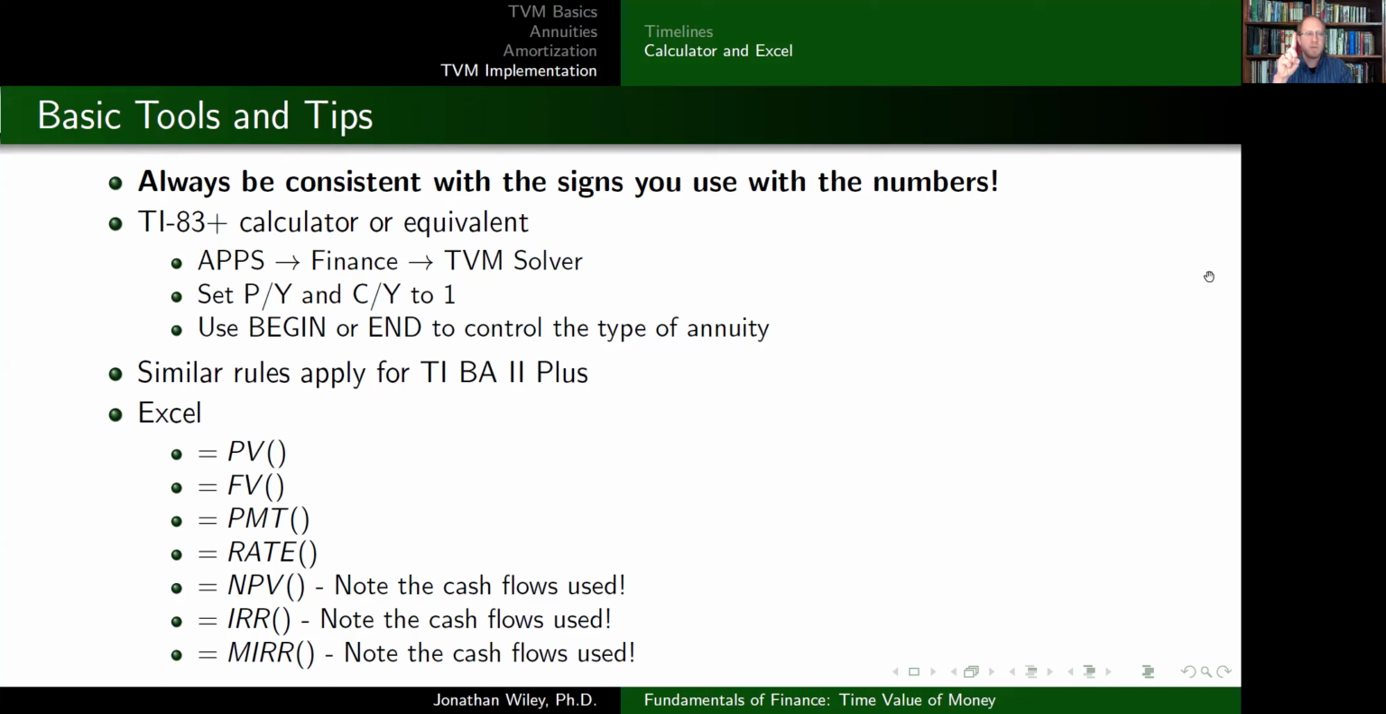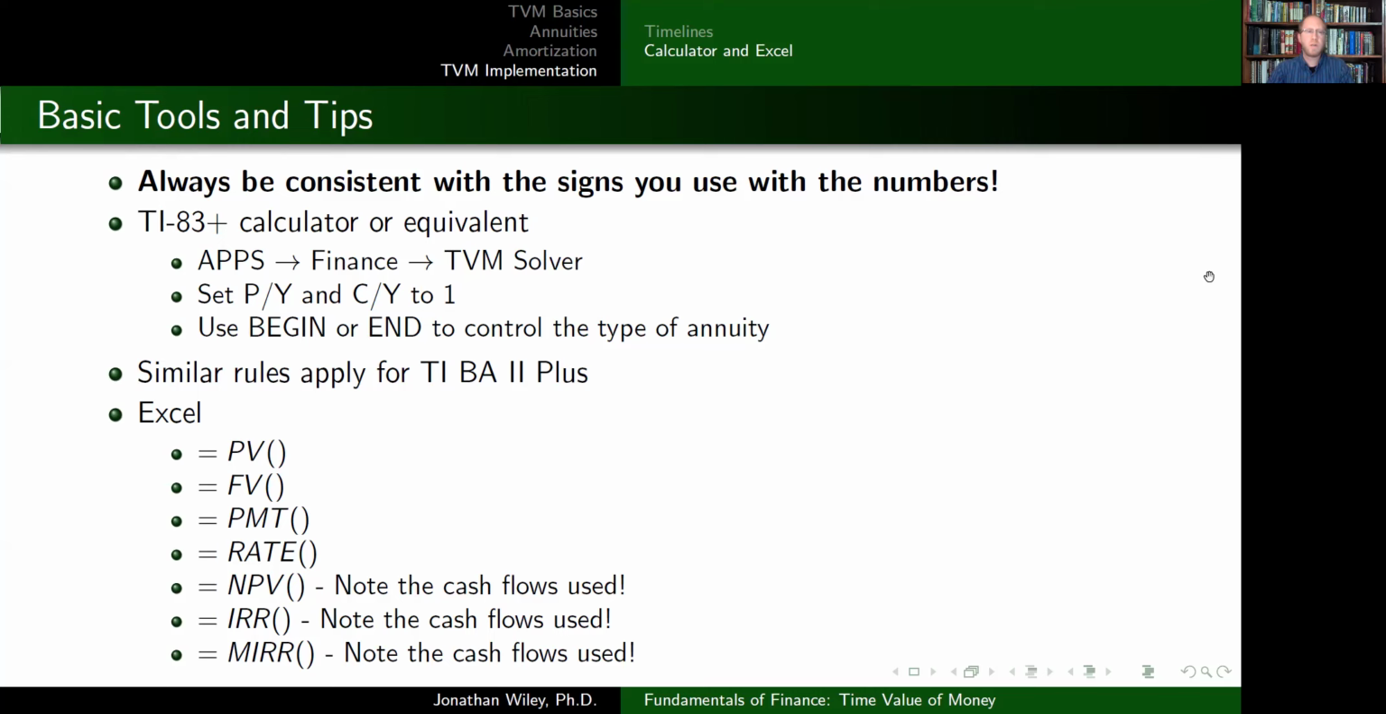Any cash flow coming in should get one sign, and any cash flow going out should get the opposite sign. And I recommend any cash flow coming in should be positive, any cash flow going out should be negative. And then two, provided you followed rule number one, interpret the sign on the answer that your calculator or Excel spits out with the proverbial grain of salt. So don't get too attached to the sign on the answer that's spit out.